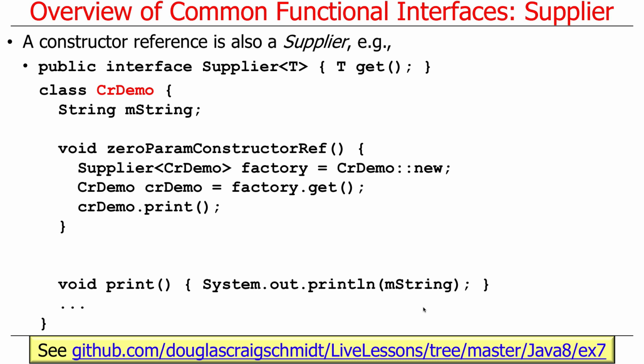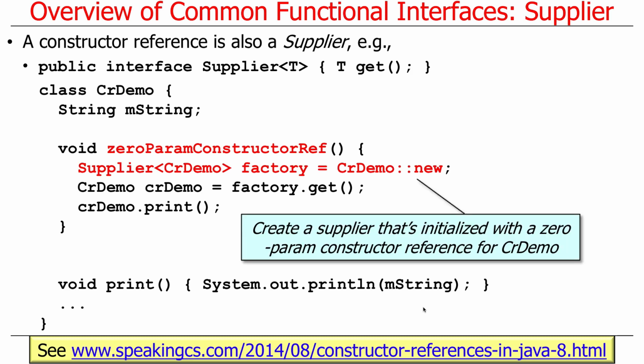What I'm going to do now is talk about another variant of a supplier called a constructor reference, which is really quite interesting. So this example, which is the EX7 folder in my GitHub account, shows how you can use a couple of different forms of constructor references. You'll see here that we have a class called CRDemo, where CR stands for constructor reference demo. And in this class, we have a method called zeroParam constructor ref. So this is illustrating how to use a constructor reference that doesn't take any parameters.